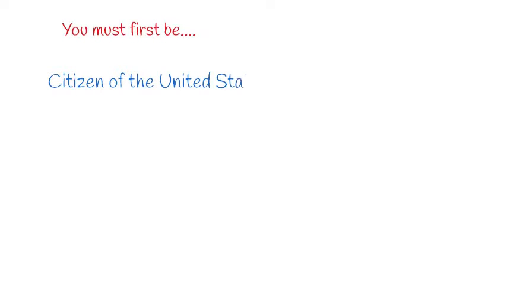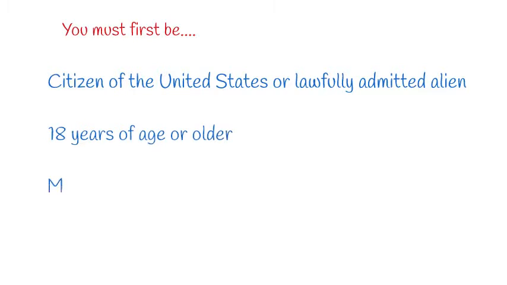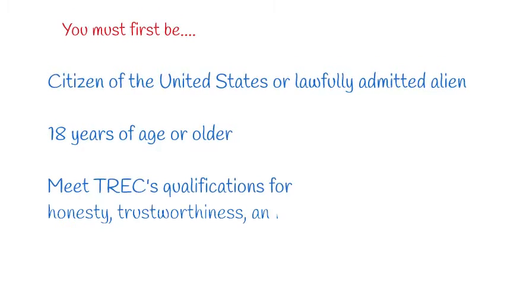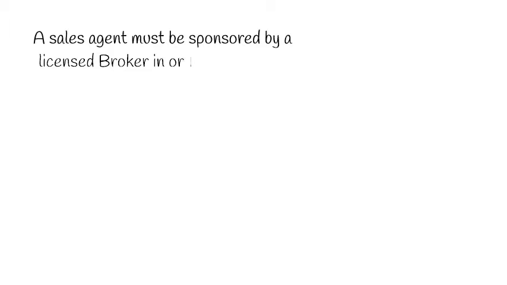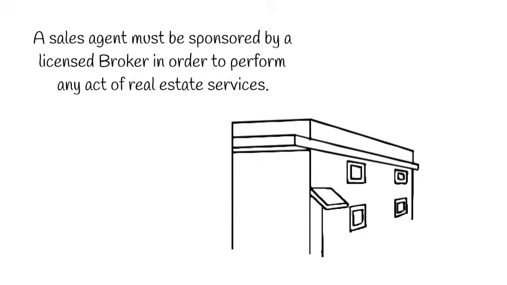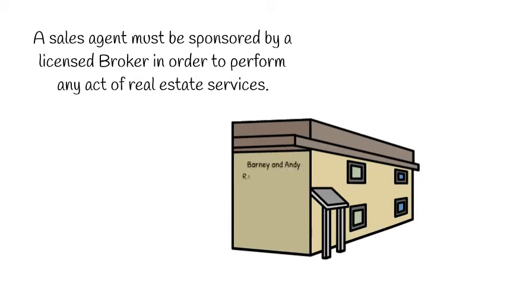You must first be a citizen of the United States or lawfully admitted alien, 18 years of age or older, and meet TREC's qualifications for honesty, trustworthiness, and integrity. A sales agent must be sponsored by a licensed broker in order to perform any active real estate services.